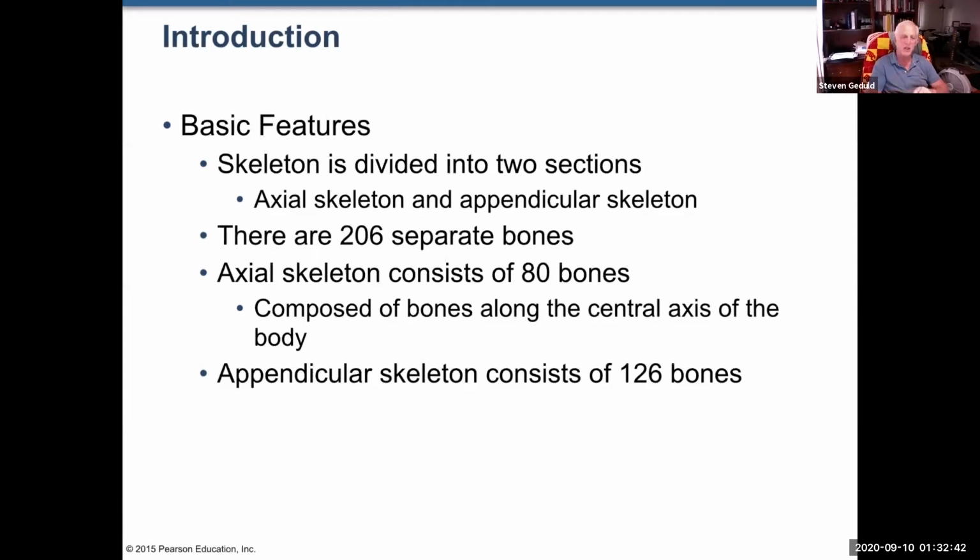The axial skeleton is composed of bones on the central axis of the body. So the axial skeleton is your central portion, your head, your torso, and your pelvis. Everything in the center. Appendicular is everything that hangs off of that.